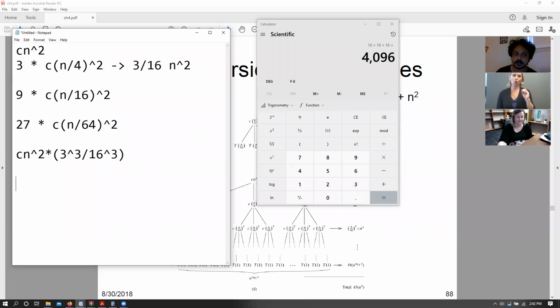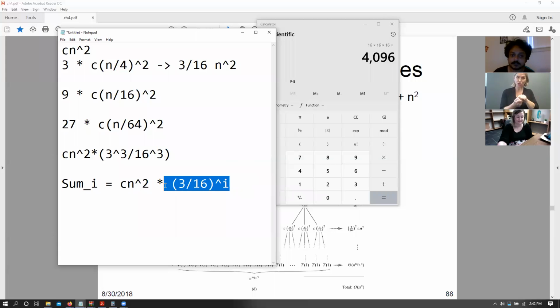So essentially for every level, let's call the level i, we have Cn squared times 3 by 16 raised to the power of i. Now this is essentially a summation, right? We have to sum for all values of i. And our i goes up to log base 4 of n, right? And in that case, we have this summation over i, which we can take out of this summation equation.